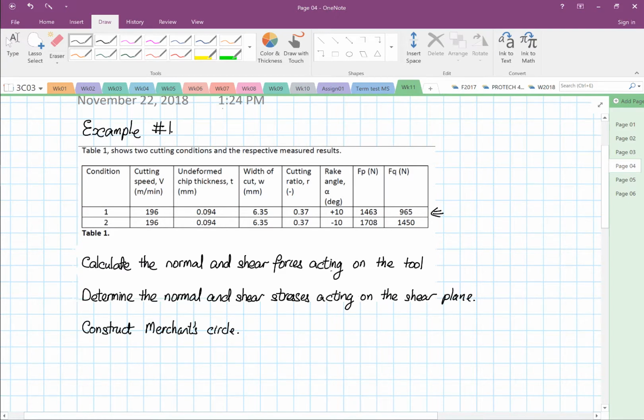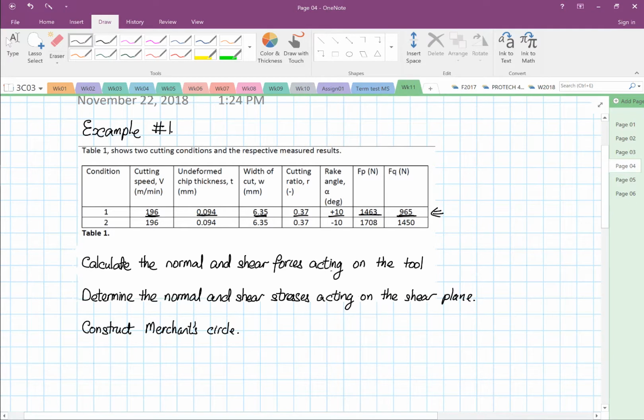Given that the cutting speed is 196 meters per minute, undeformed chip thickness 0.094, width of cut 6.35, cutting ratio is 0.37, rake angle is 10, and these are the measured values. Okay, 9.654, and the cutting ratio is also measured.